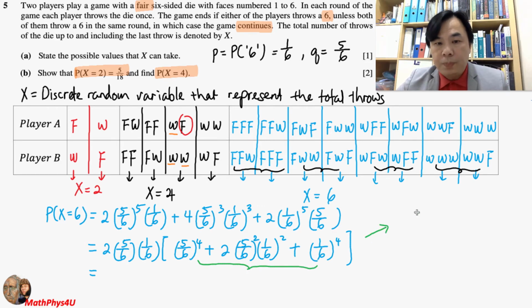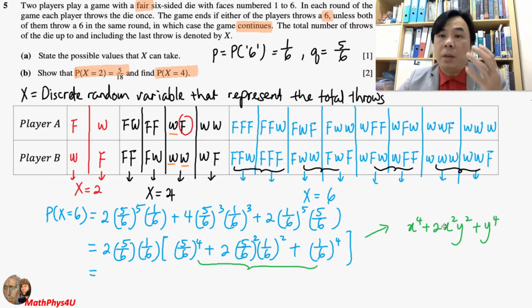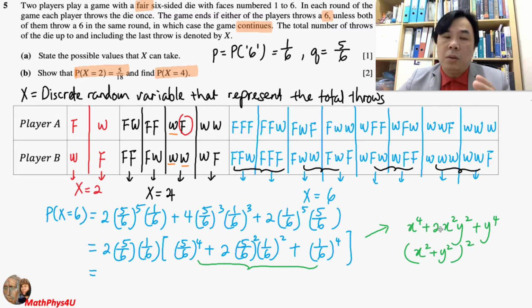Now if you notice, this expression inside the bracket looks very similar to x^4 plus 2x squared y squared plus y^4, which can be factorized as x squared plus y squared. Now because of that, I'm going to make use of that identity from algebra to simplify this. Therefore, it should look something like this.